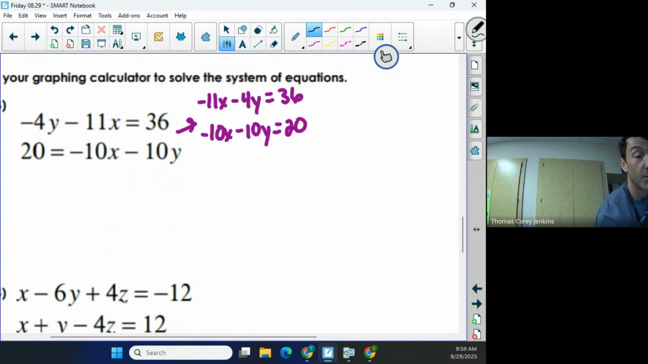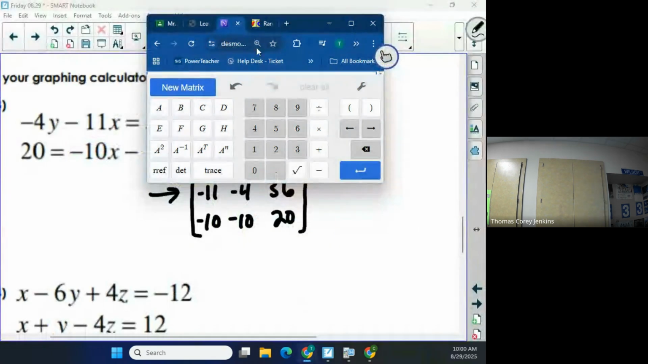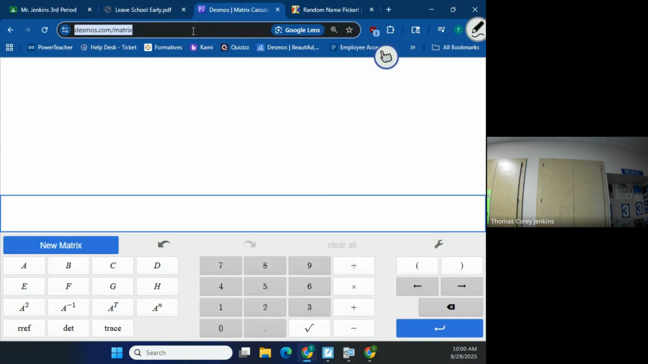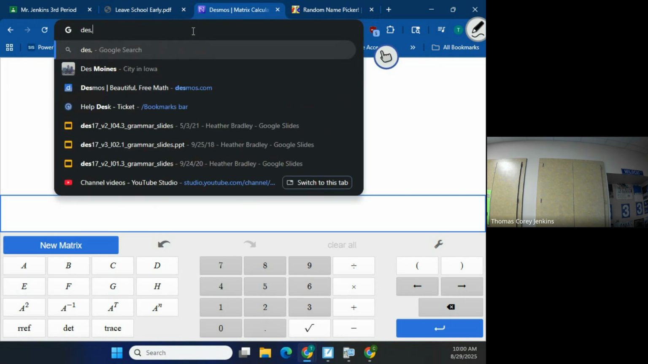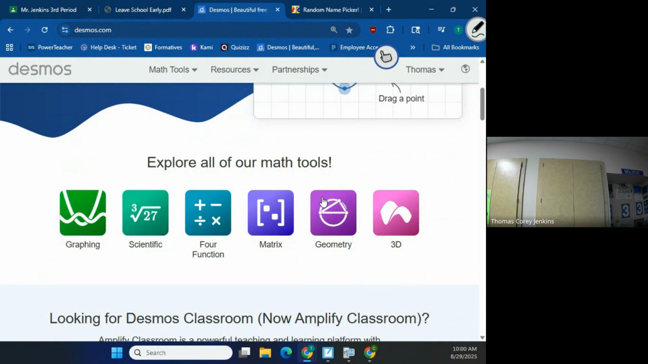All right, so as a matrix, what we're going to enter into Desmos here in a second, I'll show it on the screen, is this matrix right here. Row 1 is -11, -4, 36. Row 2, -10, -10, 20. Okay, so the way we find this matrix calculator should be kind of right out on your home screen. So let me navigate from here. So Desmos, home screen, just down here. All right, so there's your matrix calculator right there.